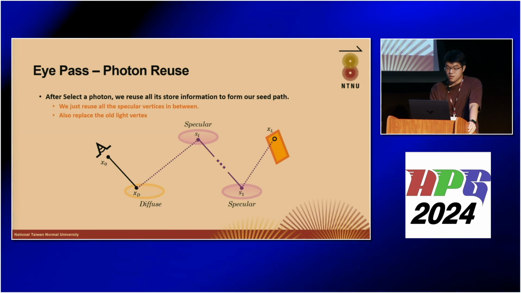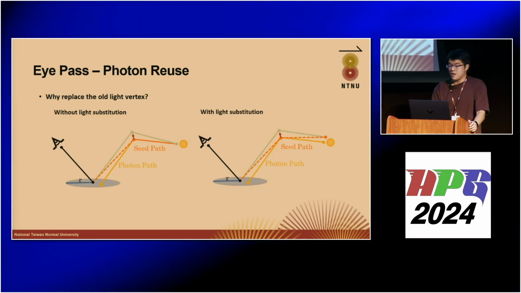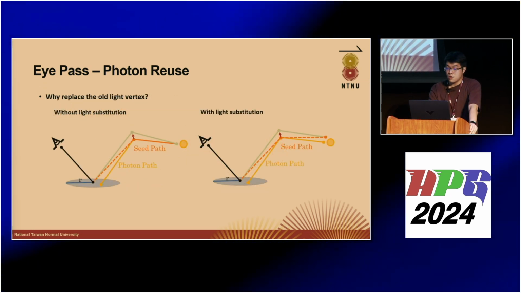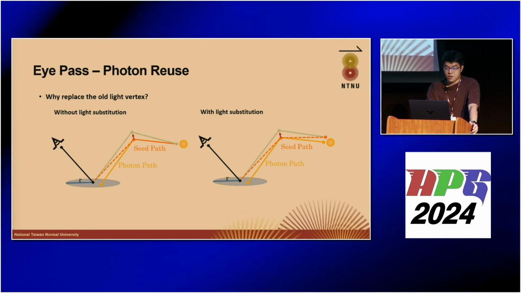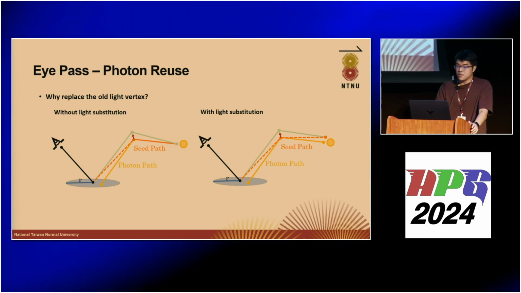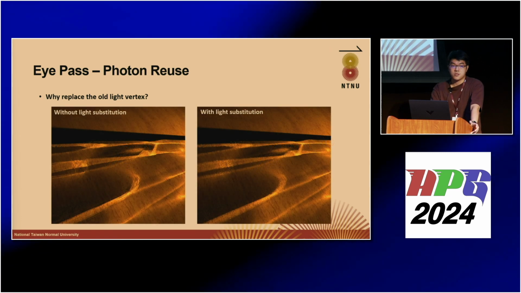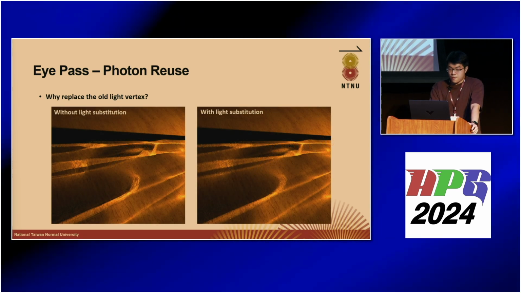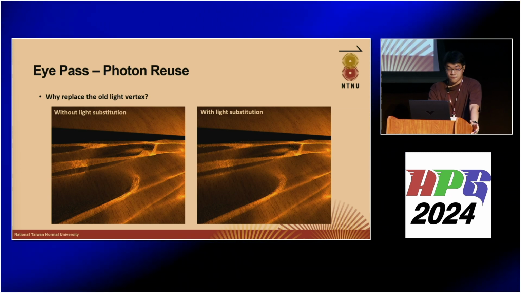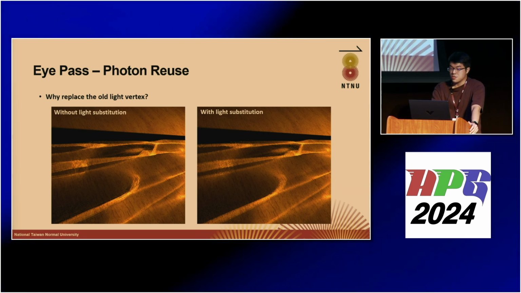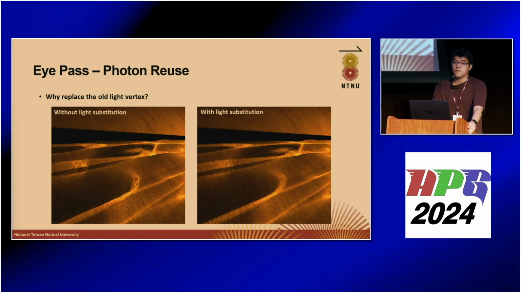apply the manifold walk. And you might ask why we want to replace the old light vertex. It is because if we do not, we are basically sampling caustics from a bunch of virtual point lights. This will cause these patterns or artifacts to emerge, and they are very hard to converge, requiring many samples or photons to do so. So we just replace it to better account for area lights.